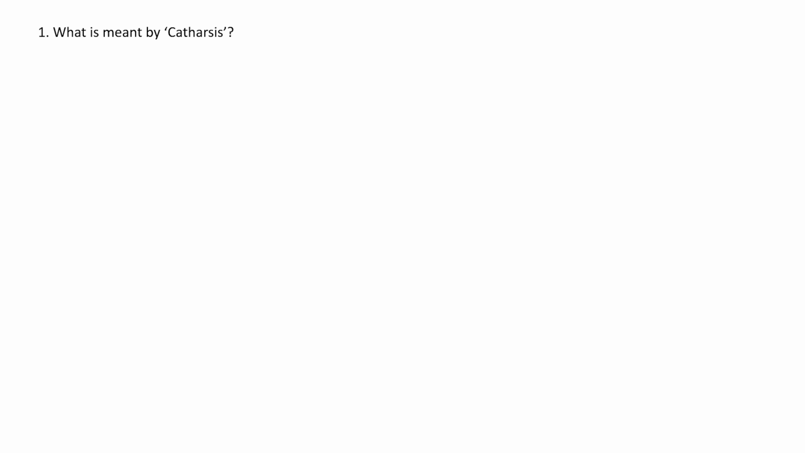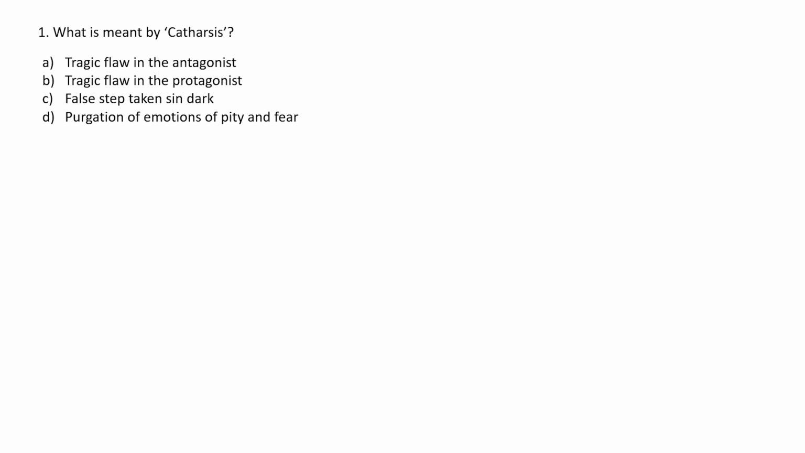Question number 1. What is meant by catharsis? And the options are option A, tragic flaw in the antagonist, option B, tragic flaw in the protagonist, option C, false step taken, seen dark, option D, purgation of emotions of pity and fear. And the correct option is purgation of emotions of pity and fear.